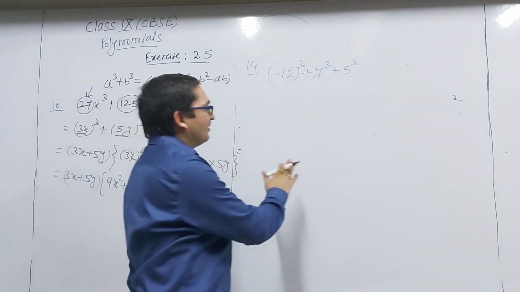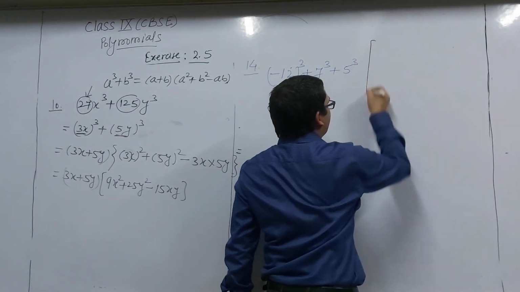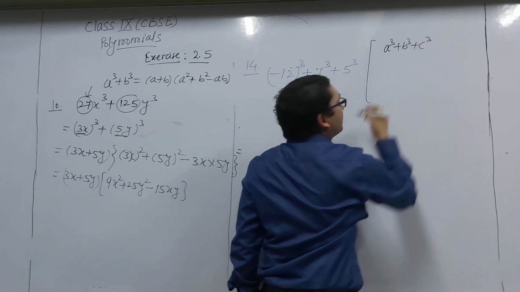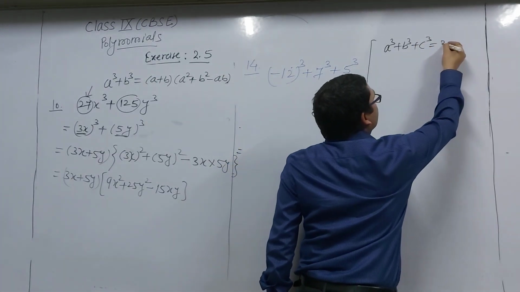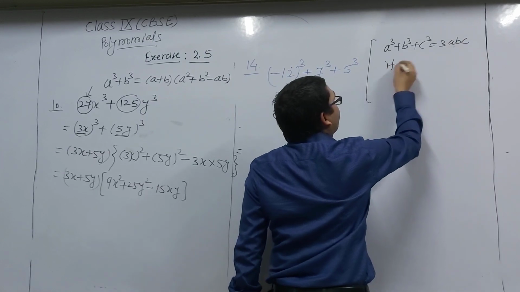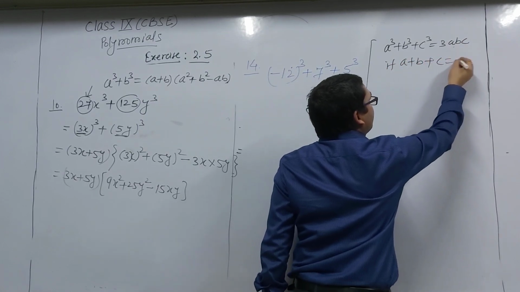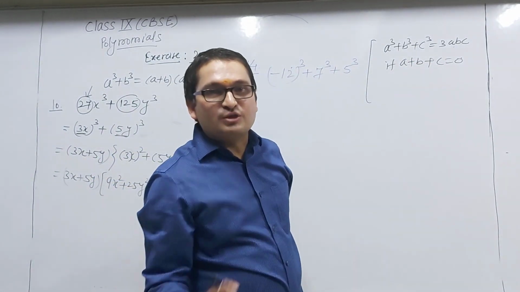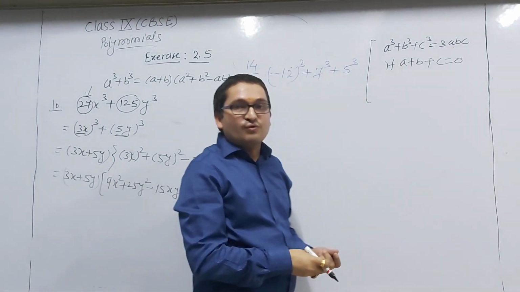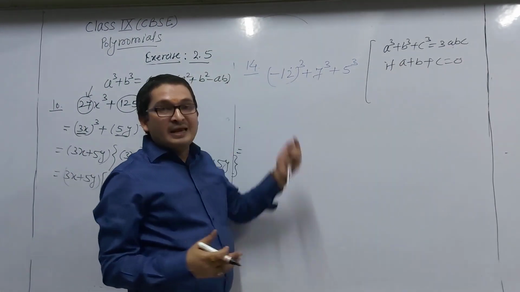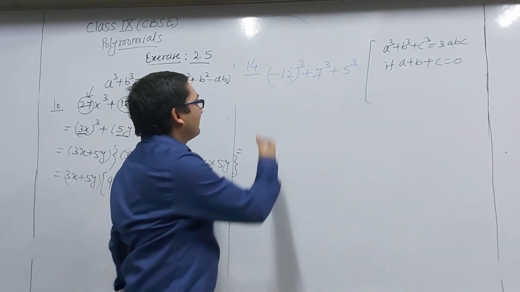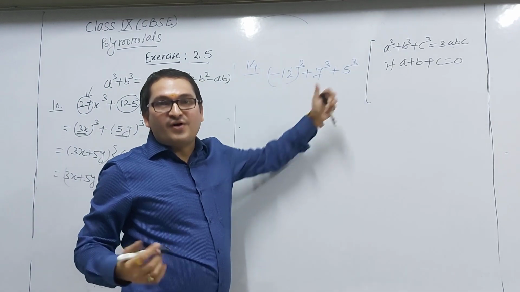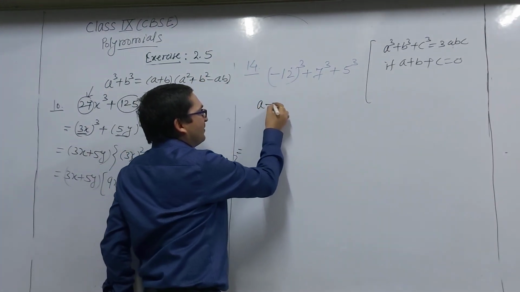You know, it's written in the form of a cube plus b cube plus c cube. We are going to apply this identity. If a plus b plus c equal to 0, then a cube plus b cube plus c cube is equal to 3abc. So first we have to check whether here a plus b plus c equal to 0 or not. So what is the value of a? Minus 12. What is the value of b? 7. What is the value of c? 5.